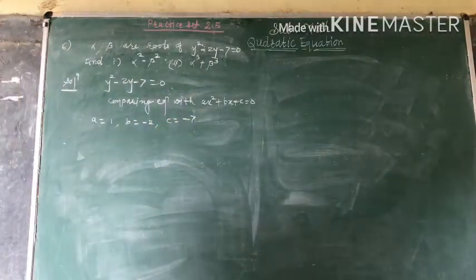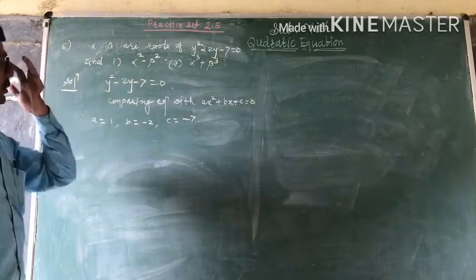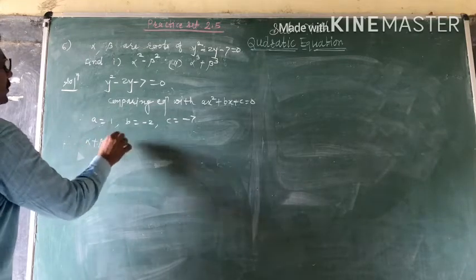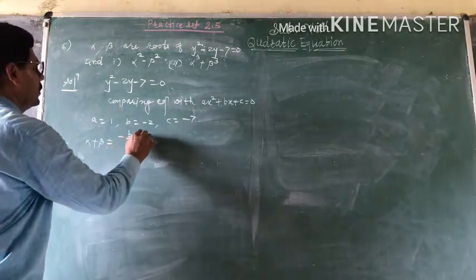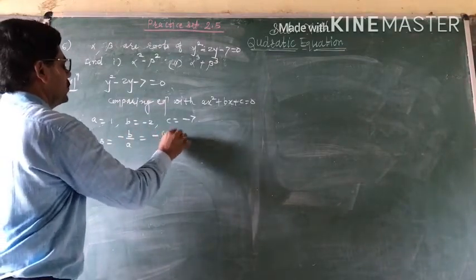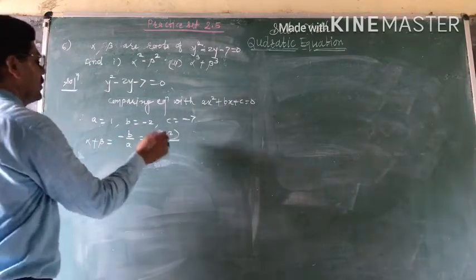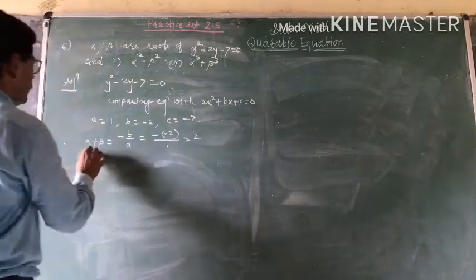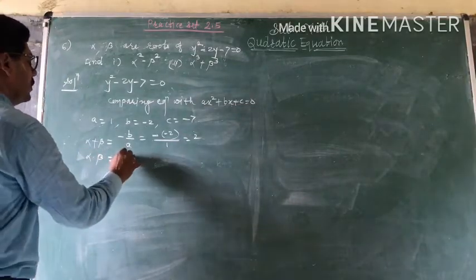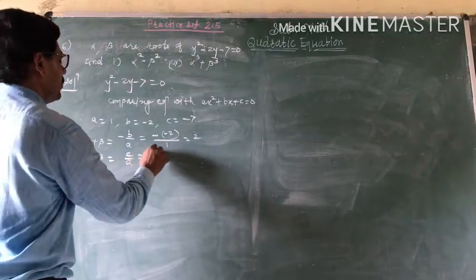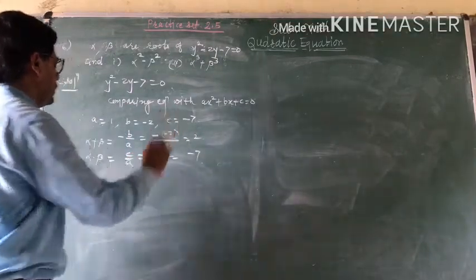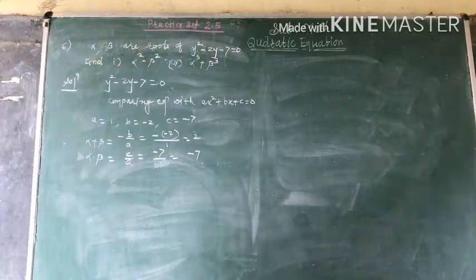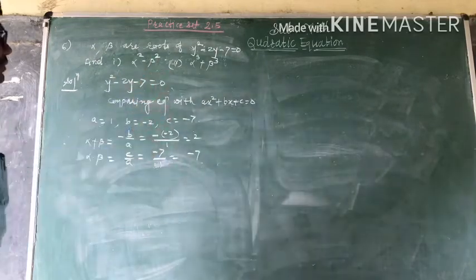Then first find alpha plus beta and alpha into beta. Alpha plus beta is equal to minus b upon a. The value of b is minus 2, a is equal to 1, so this is equal to plus 2. And alpha into beta is equal to c upon a. Therefore c is minus 7 upon 1, which is equal to minus 7. You get here alpha plus beta and alpha into beta.